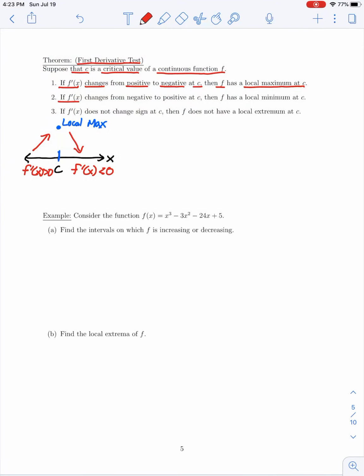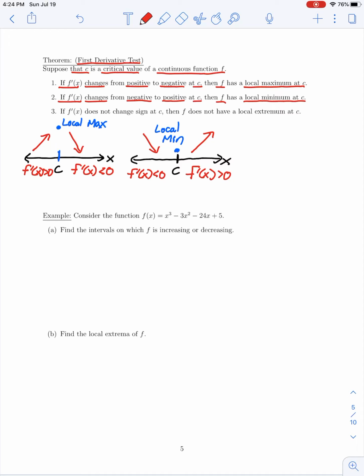Now, the second part says if the sign of the derivative, f prime of x, changes from negative to positive at c, then the function f has a local minimum at c. So again, to illustrate this, let's suppose that we have the x-axis for the domain of our function, and at some value, x equals c, we have a critical point. So if the sign of the derivative changes from f prime of x is negative to f prime of x is positive, that means that our function moved from a decreasing function to an increasing function at c. So based on the graph of our function, we can see that it appears to be bottoming out, or it has a minimum at this value c.